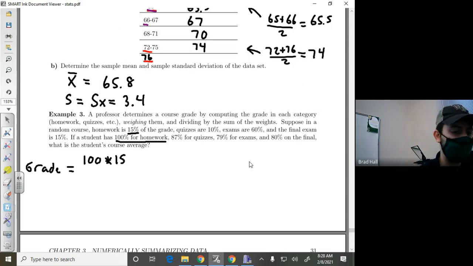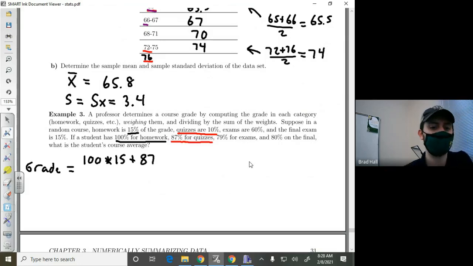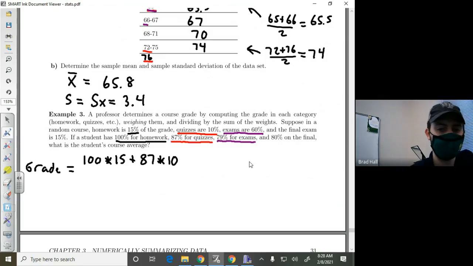So that takes care of homework, and this is a weighted mean situation, so that means we're adding. The next situation: quizzes are 10%, and this person got an 87% for quizzes, but this needs to be weighted. And then the next one, exams are 60%, and the student got 79% for exams. So they got a 79 for their exams, and that's weighted by 60.